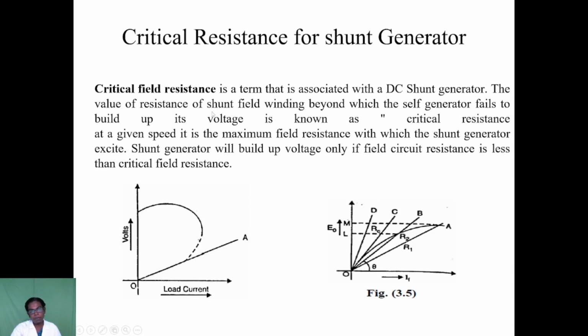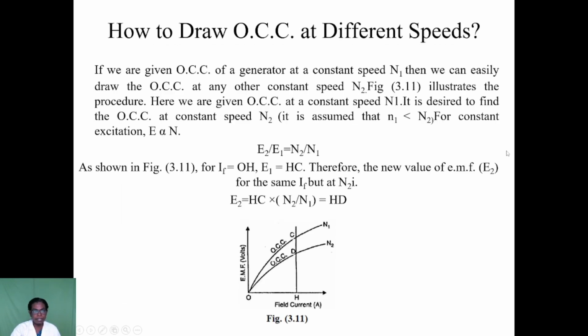Okay, what is the meaning of critical field resistance? It is a term associated with the DC shunt generator. The value of resistance of the shunt field winding beyond which the self-excited generator fails to build up its voltage is known as the critical resistance, at a given speed. In the separately excited generator there is no such condition, but in the self-excited some conditions are given: critical field resistance and critical speed. Beyond the critical field resistance, the generator cannot build up voltage. That is the critical field resistance and critical speed.